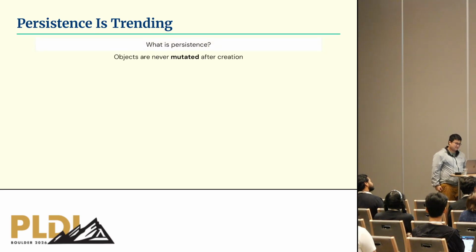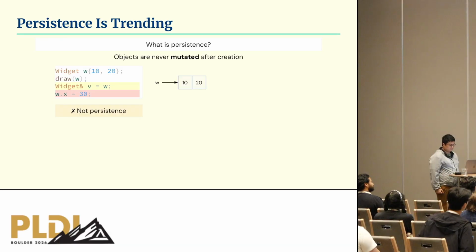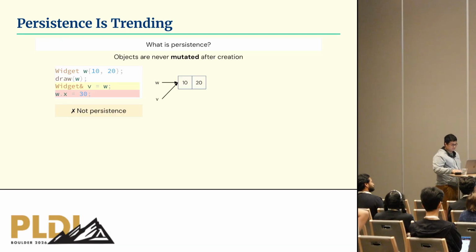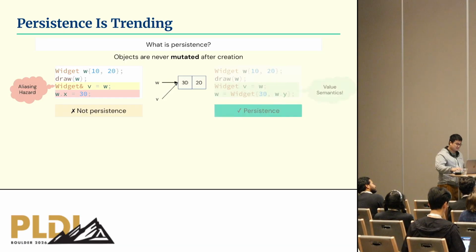To put it simply, persistence just means that objects are never mutated after their creation. For example, take the classical example of creating a widget. We create it on some coordinates and then draw it. Afterwards we create a reference to it and then modify it in place. This is not persistence because the modification done on W is in place, and it will also modify V, of course. That's just a remote in-place modification that is the source of many aliasing hazards.